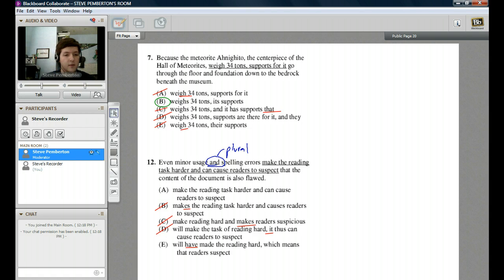So A versus E, even minor usage and spelling errors will have made the reading hard. Part's okay, which means that readers suspect that the content of the document is also flawed. Okay, the which creates that phrase of apposition again, which means this part's supposed to be irrelevant to the sentence. It's not what the original sentence was trying to say though, so we'll probably not prefer that choice, and it's a little bit longer than answer A, even though it's just a couple letters longer. So it kind of breaks a couple of our rules. It's changing the meaning slightly, and it's too long.